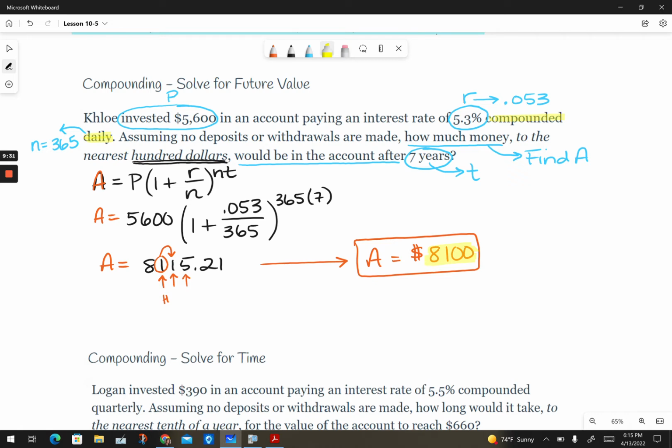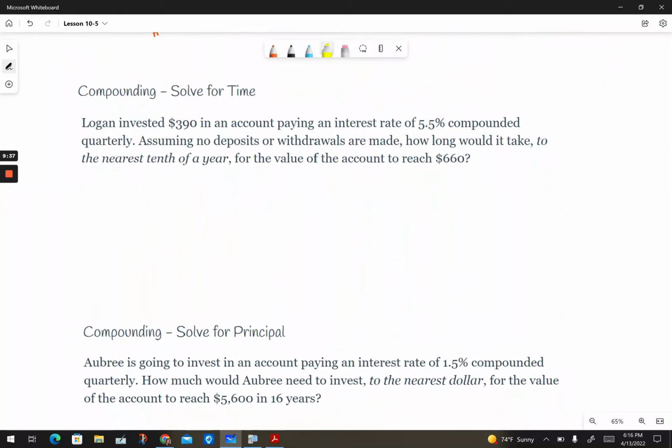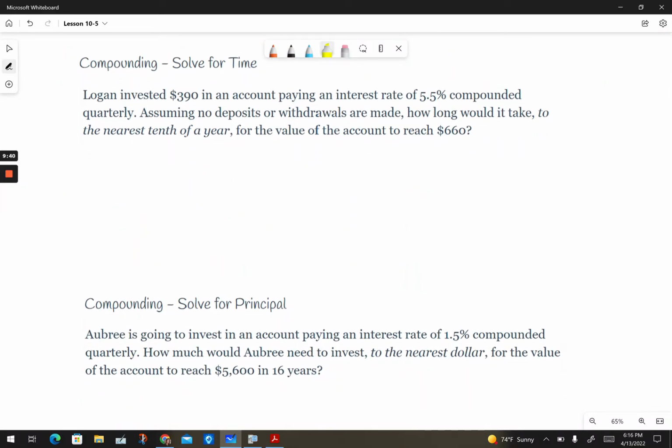So in here, this specific problem, you're going to see that we're solving for time. So Logan invested $390 in an account. So right now we know that we're going to use this value, in an account paying an interest rate of 5.5%. So we know we're going to use this value. Compounded quarterly. Assuming no deposit or withdrawals, how long will it take? So that's the question that we're looking for. How long means find the time. And for the value of the account to reach $660.